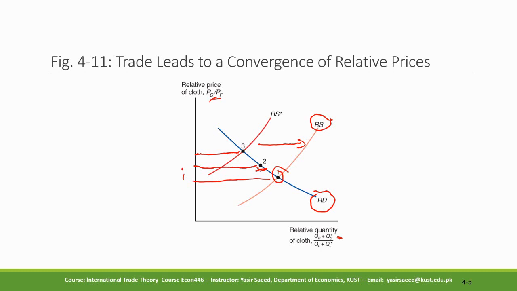PC by PF in the domestic economy will rise, but in the foreign economy, the shortage will deplete over time. Cloth will be available to them at cheaper prices from the domestic economy, so the overall price of cloth relative to food will decline. What is happening here? It is called the convergence of relative prices. Relative prices in both countries will converge to a single PC by PF.